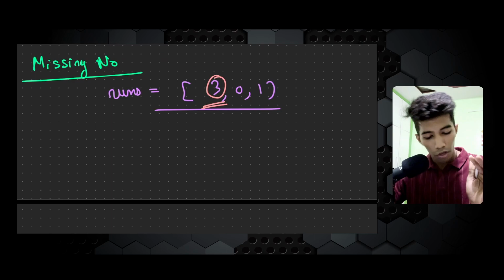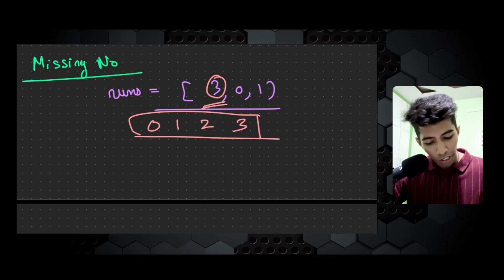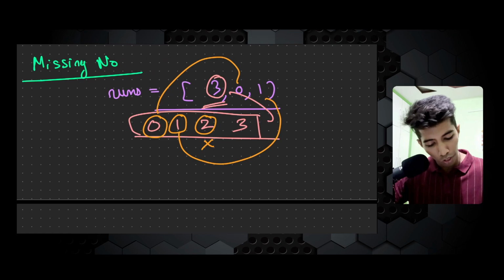Okay, how can you understand this problem? This array contains the highest value of 3. So from 0, 1, 2 and 3, I have to write the counting till 3, then check whether each number is in it or not. 0 is in it, 1 is also in it, 2 is not in it, 3 is in it. So my answer will be 2 because 2 is not in this.